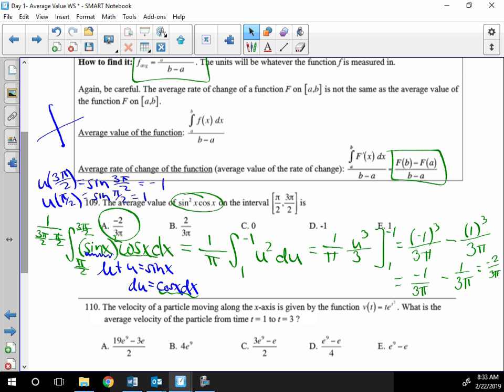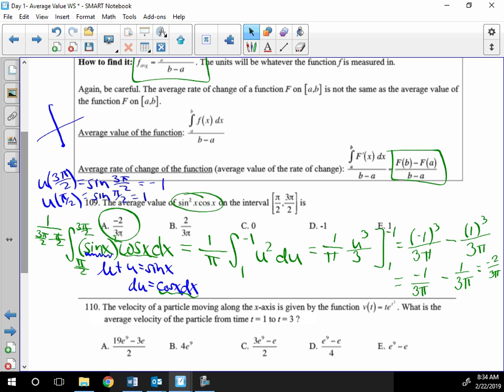Well, I didn't because I plugged the bounds in. So if we integrate with u, we need to have u bounds. You can take your u after you've integrated and put it back in. You're just creating an extra step. So if you were to put it back in and then have sine cubed over 3 pi, you would then need to change your bounds back to pi over 2 and 3 pi over 2.